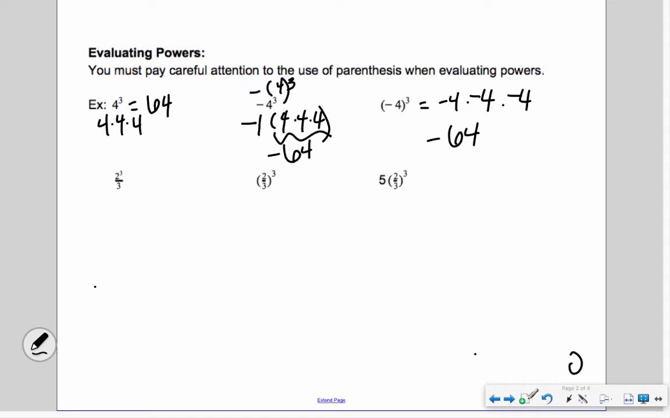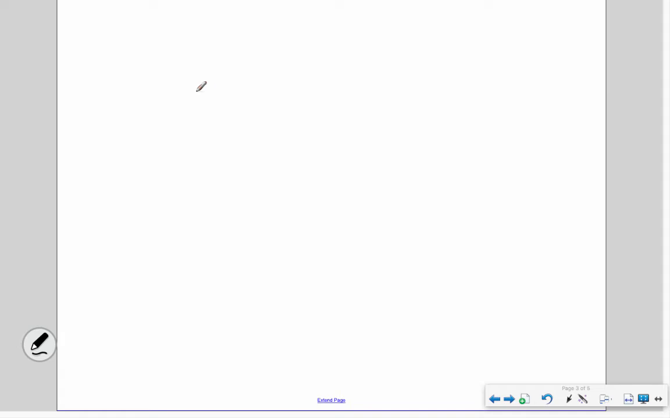In fact, let me give you an example when that's not the case. So let's say I have negative 4 to the 6th power and negative 4 to the 6th power. The first means 4 to the 6th power and then times negative 1. So 4 to the 6th power is 4,096. Times negative 1 is going to be negative 4,096. Okay, so now this is negative 4 to the 6th power.